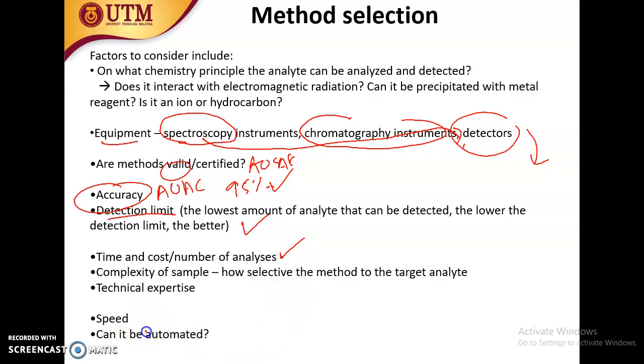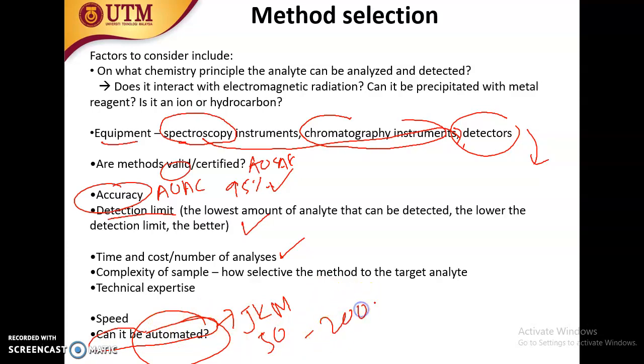Okay. Importantly, can it be automated? This is very important in a routine lab. JKM uses this a lot. They even invest in buying an autosampler because they receive 50 to maybe 200 samples per day. We don't know. So usually they want this very fast. Therefore, automation is very crucial in routine monitoring. But is it crucial in research and development? Not as crucial as in a routine monitoring lab.